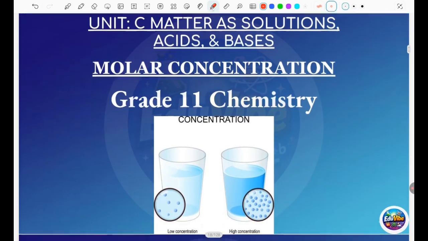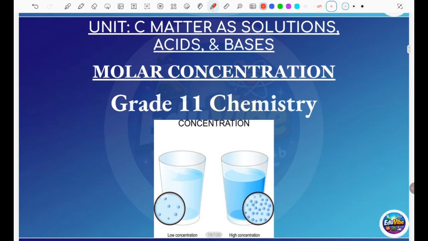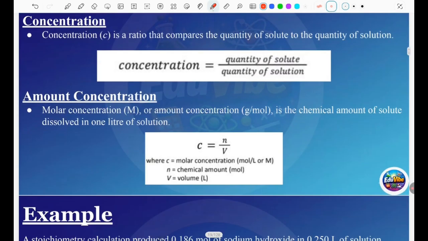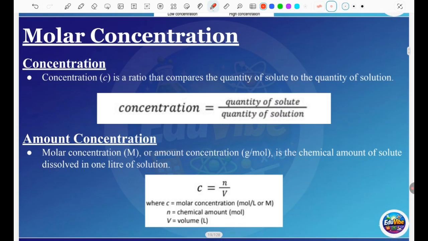In today's lesson, we are moving to the next topic of Unit C, which is Grade 11 chemistry. We're doing molar concentration today. This is very important for Grade 12 chemistry and later on Chemistry 2. We use this formula again and again in every lesson after that, so be very particular about this lesson.